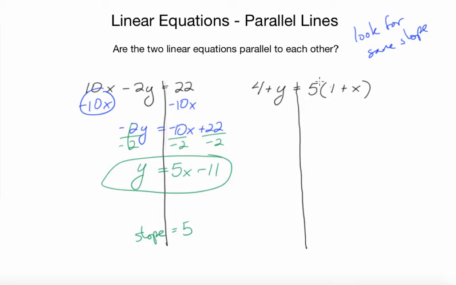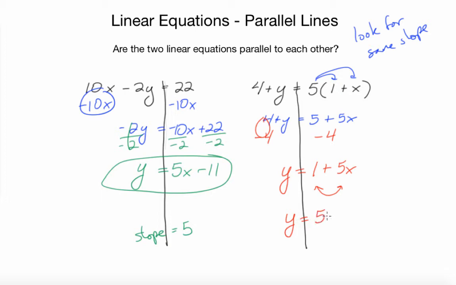So here, let's distribute the 5 first. I like that. So we got 4 plus y is equal to 5 times 1, which is 5, plus 5x. Now let's subtract 4 from both sides. I want to get y by itself. And now we've got y is equal to 1 plus 5x. Now I can rearrange that. It doesn't matter the order in which I add things, and rewrite that as 5x plus 1. There we go. We got that one now in slope-intercept form.